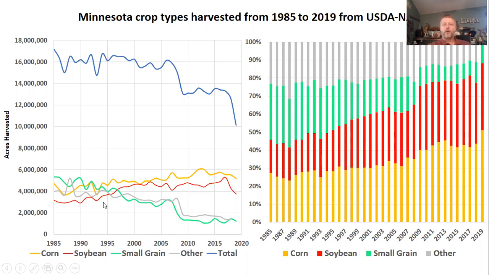The corn and soybean are known to be more intensive agricultural practices than the other crops. There's a big drop off in 2019. That is largely due to the lack of harvesting due to those wild conditions, a really wet fall. So a lot of crops did not get harvested.